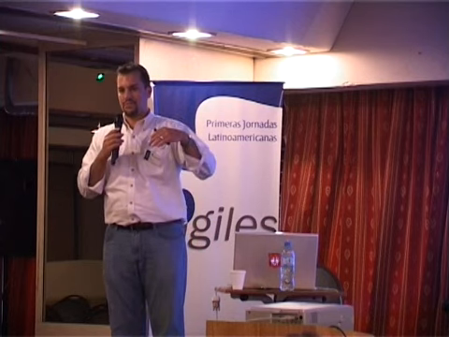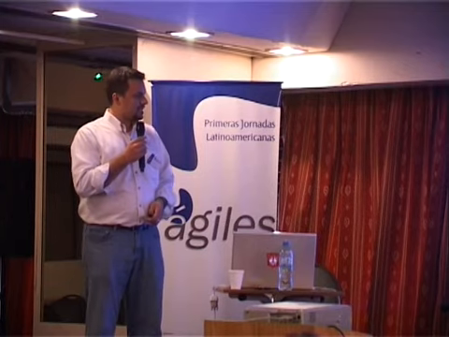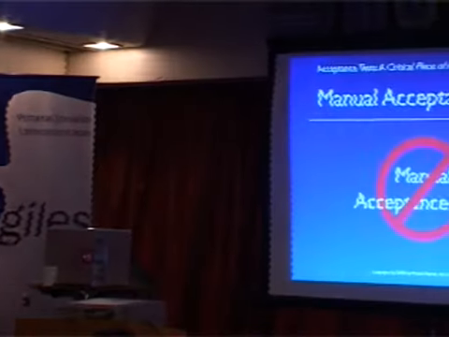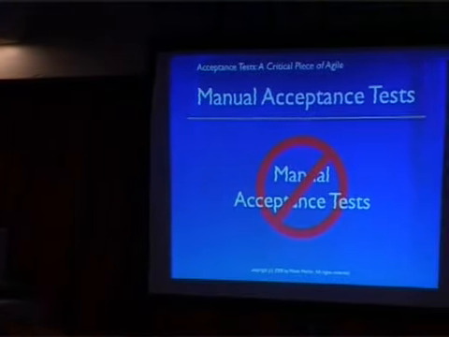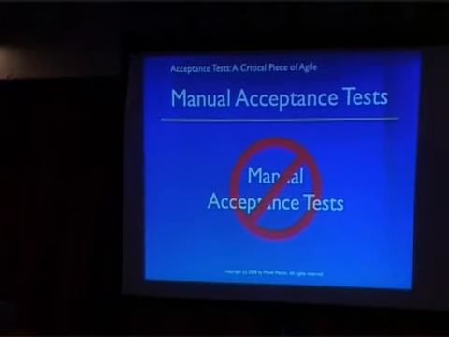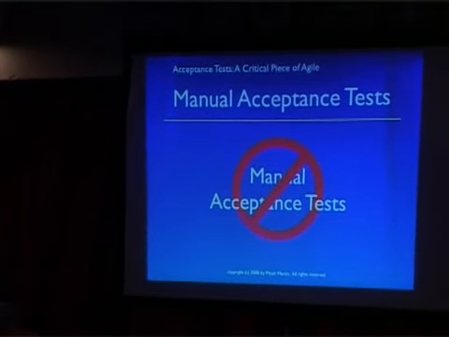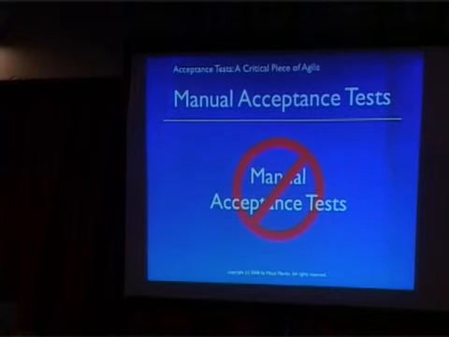Manual acceptance tests. So these are tests where there may be more traditional tests where you have a script and someone actually has to sit down on a computer and use the system to test a feature. The thing about manual acceptance tests is there are no manual acceptance tests. Why not? Any ideas?